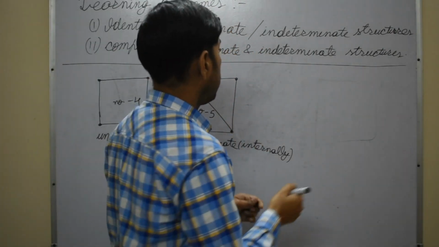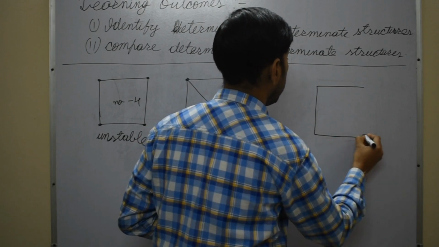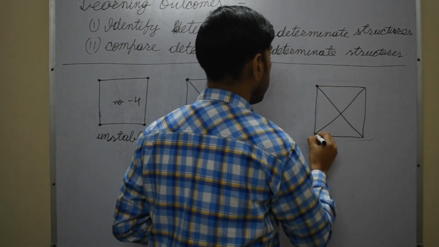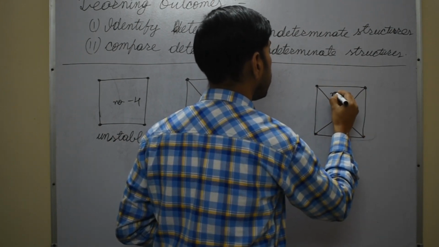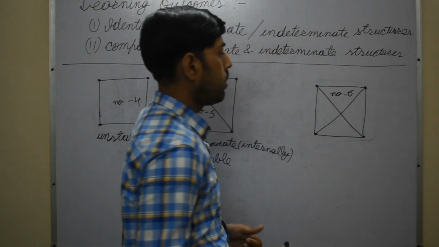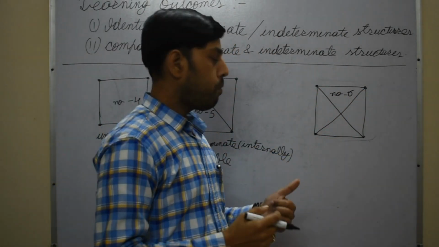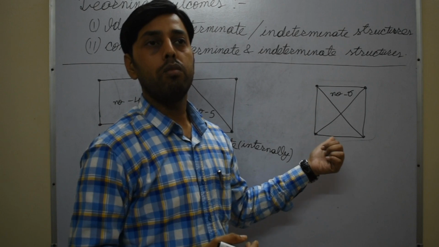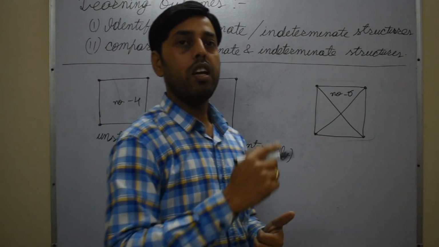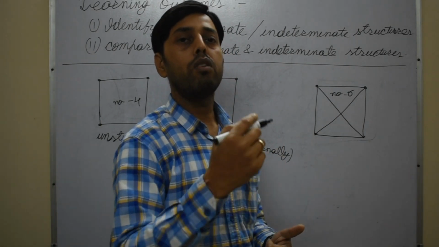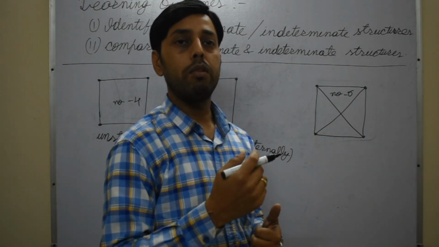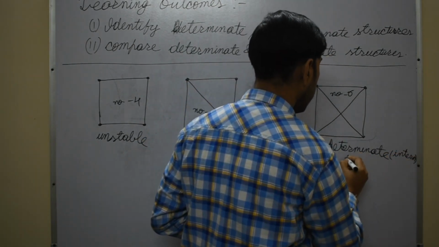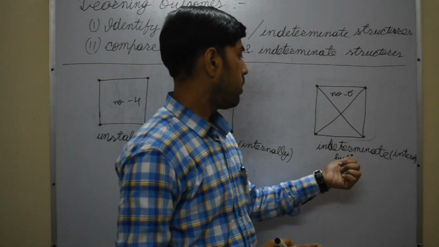So this is determinate internally and stable also. Now we have added one extra member in comparison to the previous case. Now the number of members is 6, n is equal to 6. In this case, the minimum number of members required to stabilize the geometry is 5, but we have added one more member, which means we have provided one extra member than required for its internal stability. So now it is indeterminate internally by 1 degree.